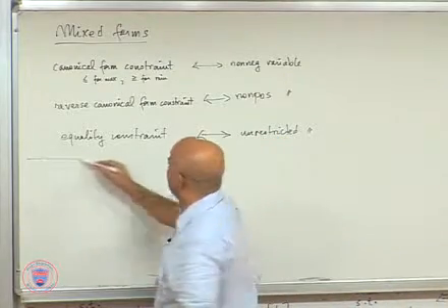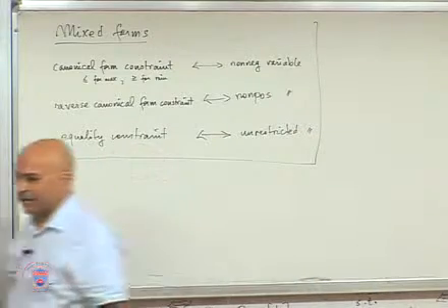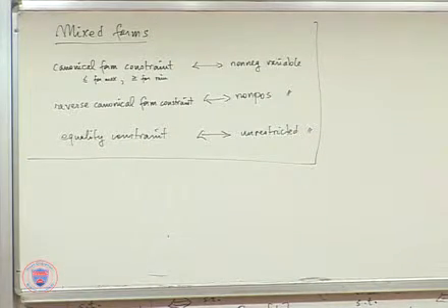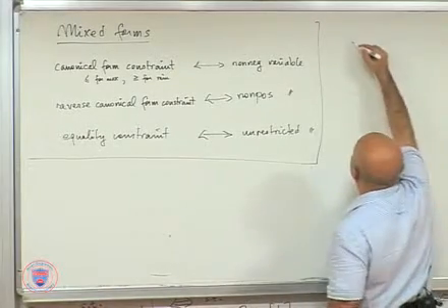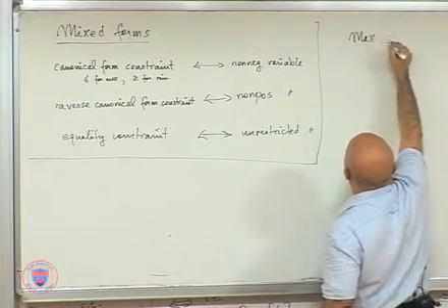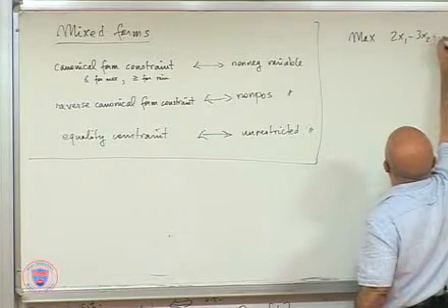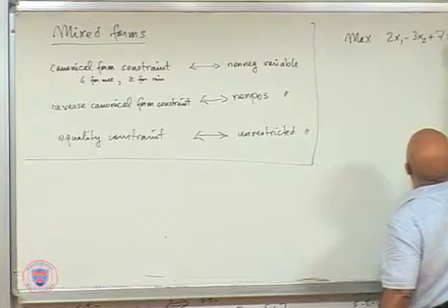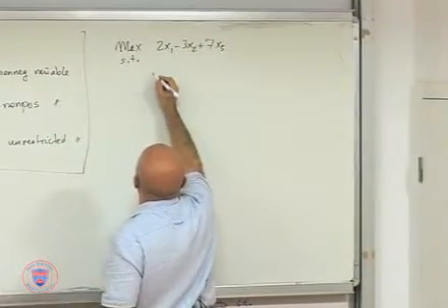So, if you remember this tableau, you can actually find the dual of any problem. So let's do an example. Suppose I have a maximization problem: 2x1 minus 3x2 plus 7x5, subject to, what else do I have?